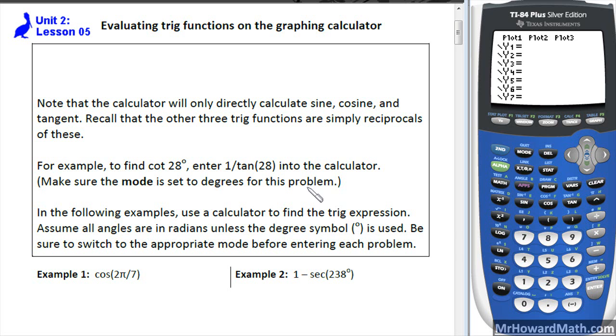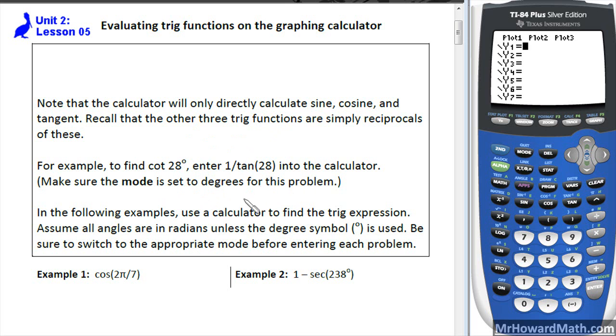In this video we'll be evaluating trig functions on our graphing calculator, and these notes say that only sine, cosine, and tangent can be directly computed from the calculator. We just need to remember that the other three trig functions are reciprocals of sine, cosine, and tangent, so we can work around that with the calculator. For example, cotangent of 28, we just enter 1 divided by tangent of 28 degrees.